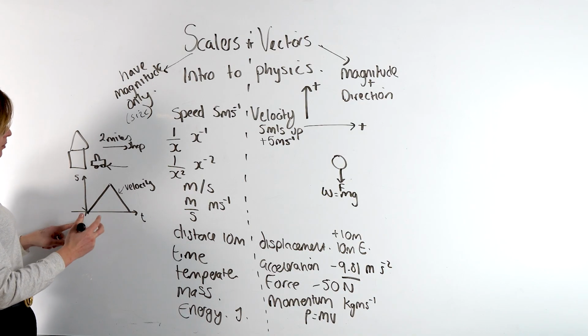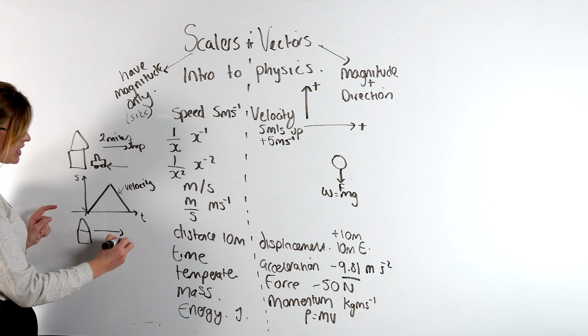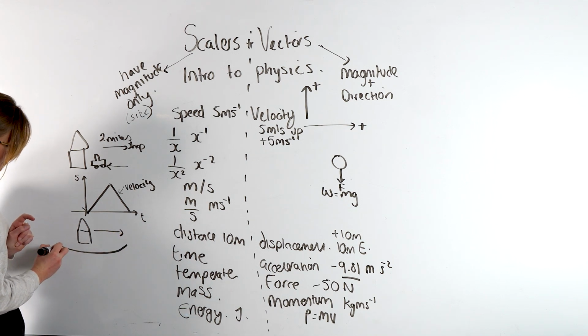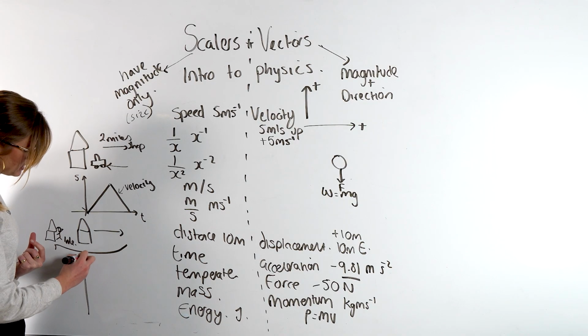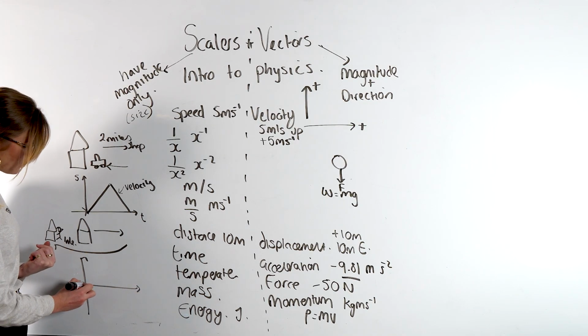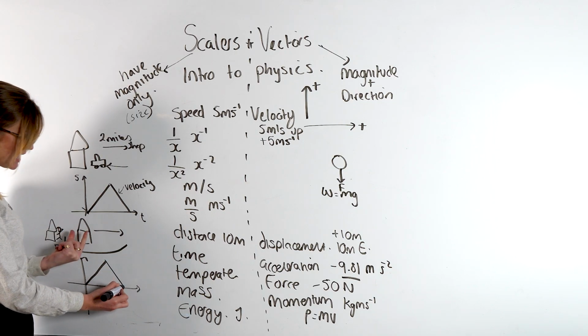But let's say instead of going back towards my house, let's say that I went to the shop that was 2 miles away. And instead of going back to my house, I went to my friend's house. And my friend's house, let's say, is 1 mile away from my house. If I was to draw my displacement time graph, again, I went away from my house, so it's going to be positive velocities, back towards my house, my negative velocities.